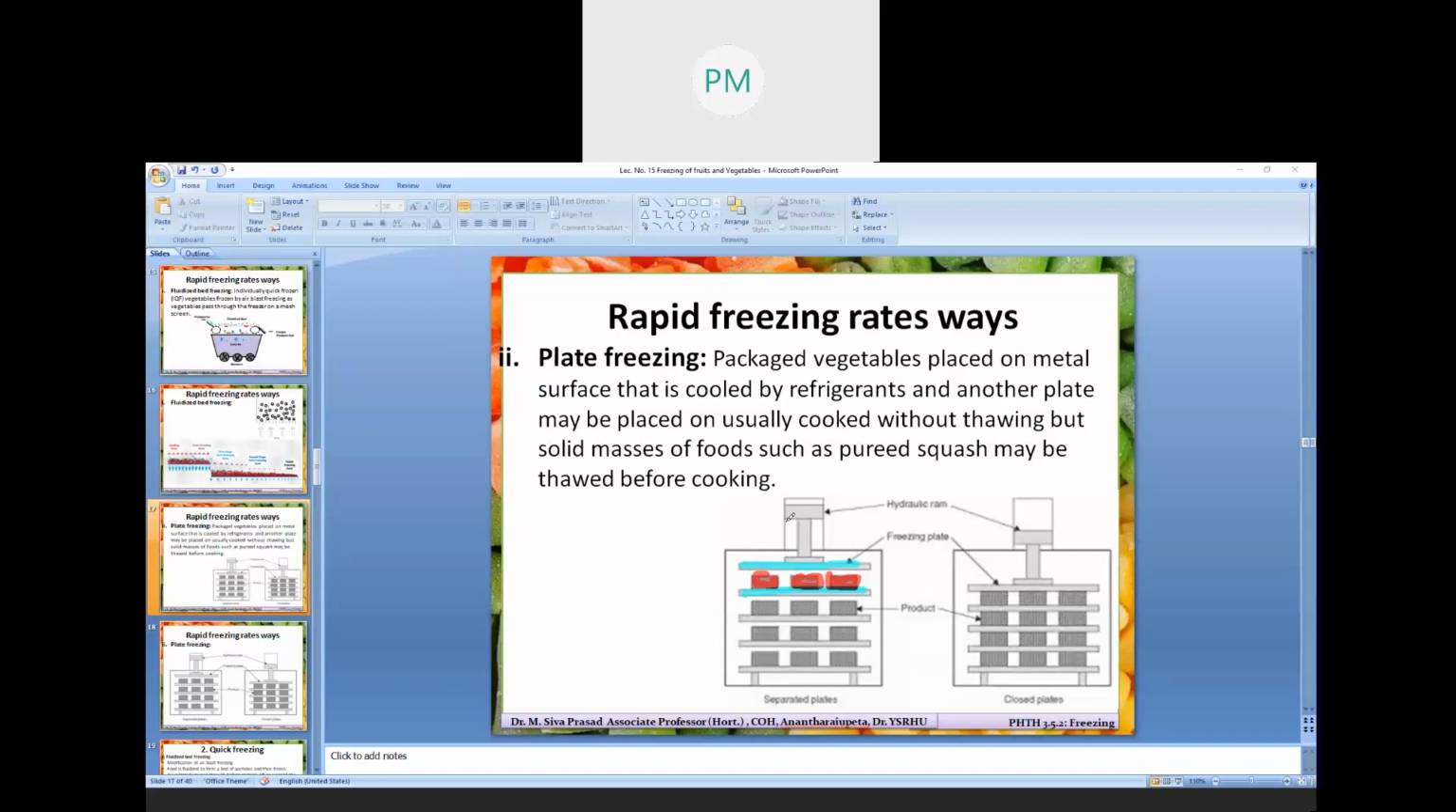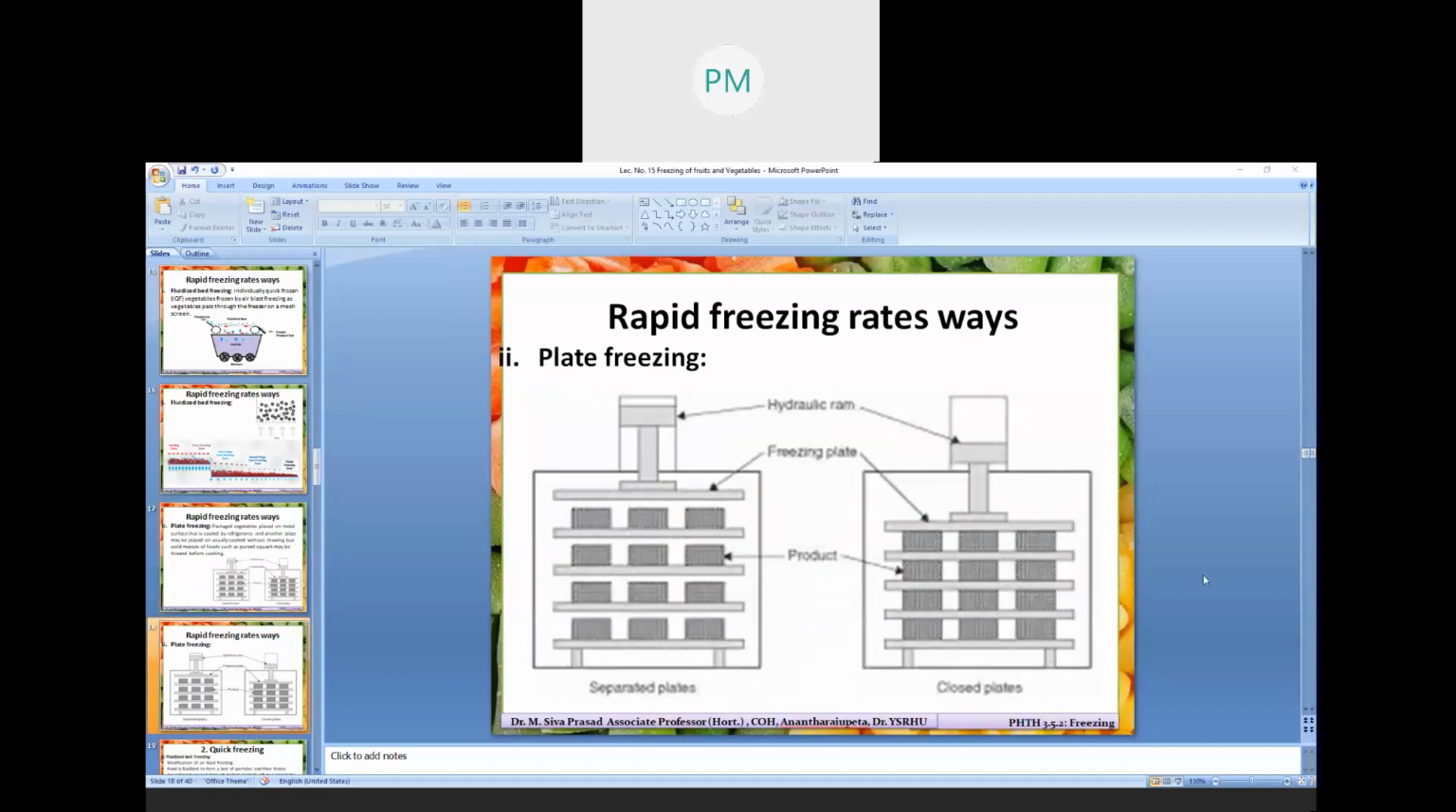Is it clear? So plate freezing is done where the foodstuff is placed in between two metallic plates, and then it is allowed to freeze by the indirect method of freezing. Right? Foodstuffs like your squash or purees can be frozen by using this technique. See here, you can clearly see how the produce is placed between the plates. Right?